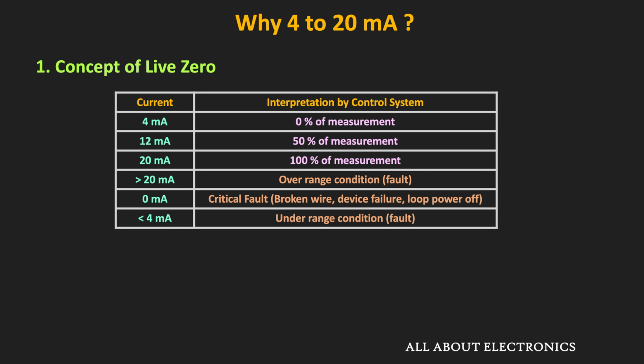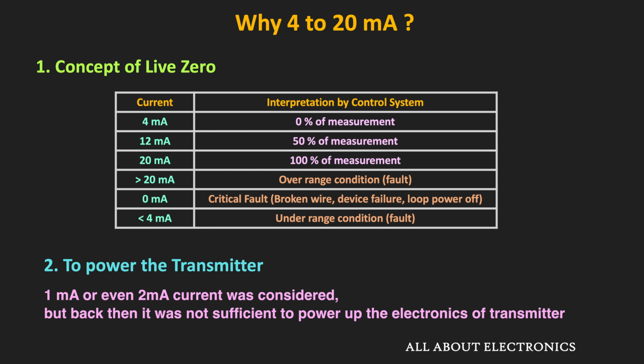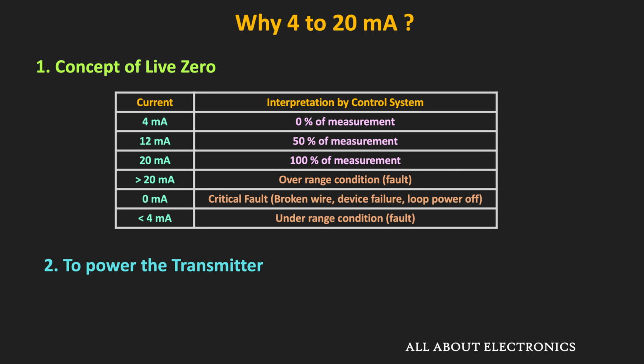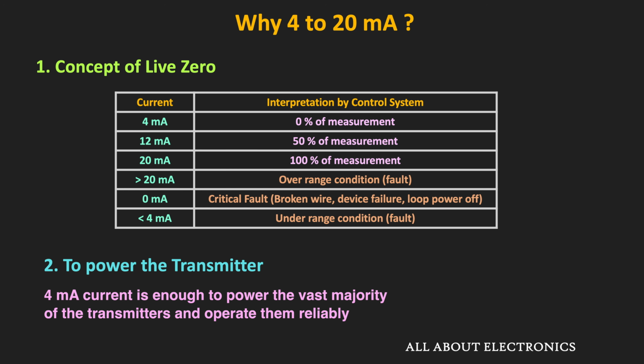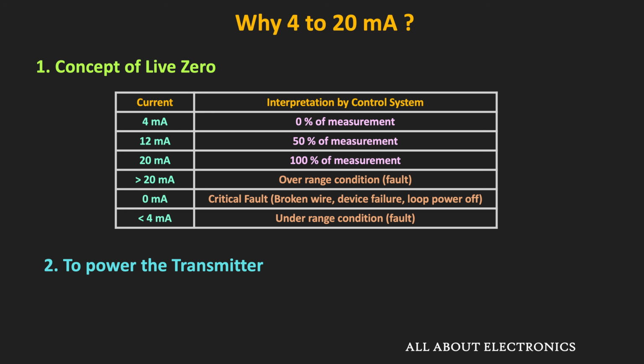So the reason is that this current is also used to power up the transmitter. And earlier, we have already seen that. So initially, the 1 mA or the 2 mA current was also considered as the minimum current. But at that time, that current was not sufficient to power up the electronics of the transmitter. And that is why the 4 mA current was selected as the minimum current. So this 4 mA current was enough to power the vast majority of the transmitters and operate them reliably. So that is the reason for selecting the 4 mA as the minimum current.